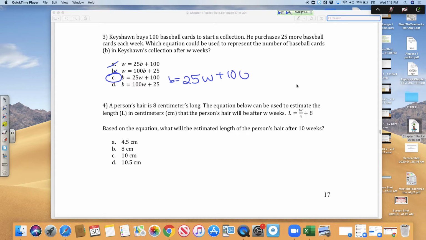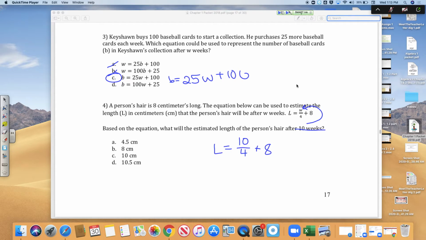All right, number 4, a person's hair is 8 centimeters long. The equation below can be used to estimate the length, L in centimeters, that a person's hair will be after W weeks. Based on the equation, what will the estimated length of a person's hair be after 10 weeks? So since weeks is representing how long we're waiting in time, we would replace 10 in for W and solve. So it would be 10 over 4 plus 8.